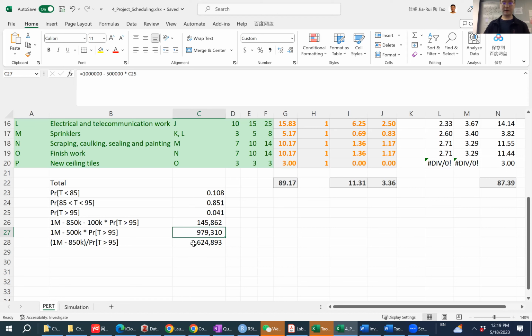We can also calculate the expected profit by taking away another 850,000 from this quantity. And from here, we know that the quantity would be greater than 0. So if the expected profit is greater than 0, that's why we need to bid for this project. Okay, for the last question.